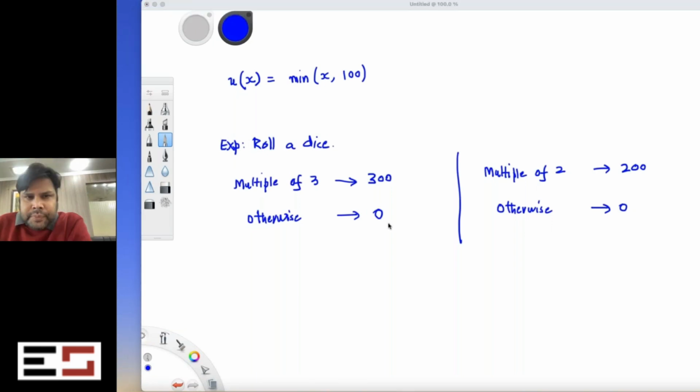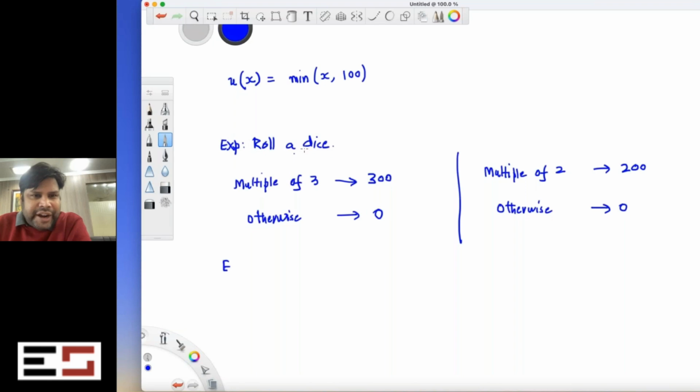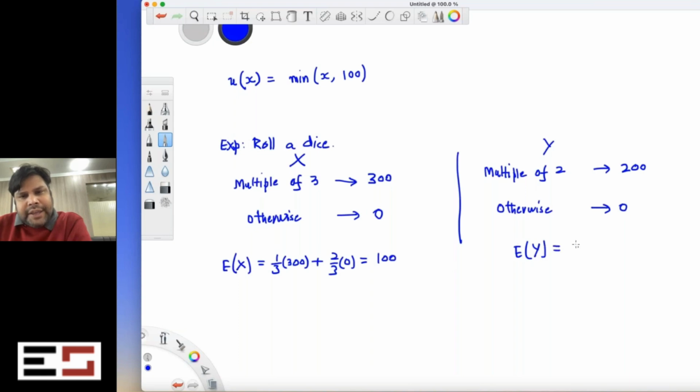Do it. Okay, so let's call this random variable x. Call this random variable y. The expected value of x is: there is a 1/3 probability that you're going to get 300, and a 2/3 probability that you're going to get 0. So that's 100. Expected value of y is: with half probability you're going to get 200, with half probability you're going to get 0. That's also 100.